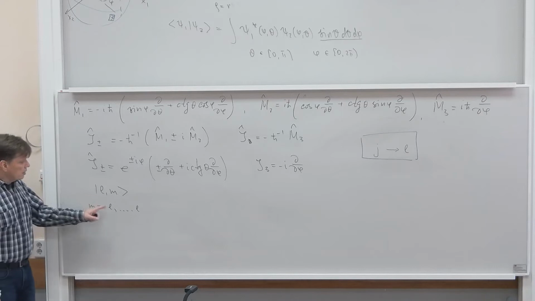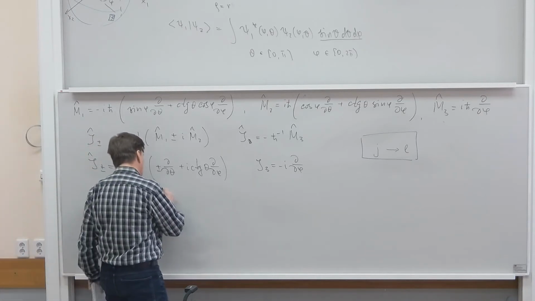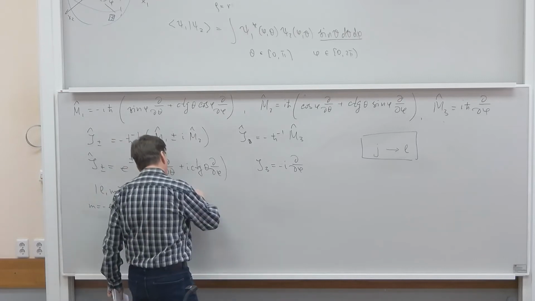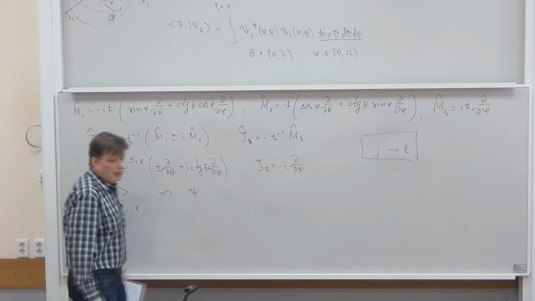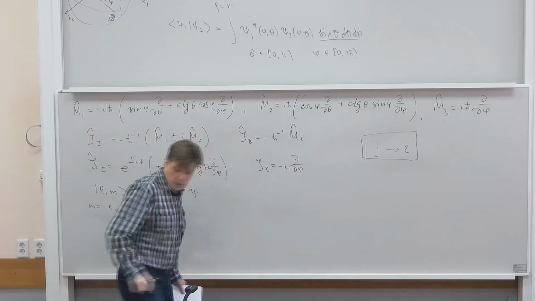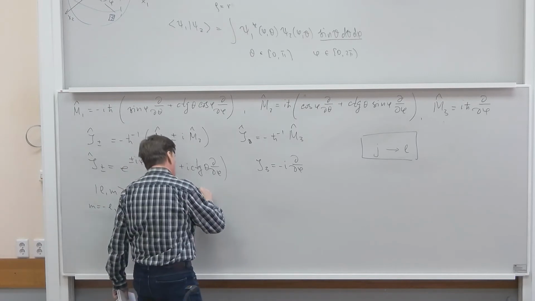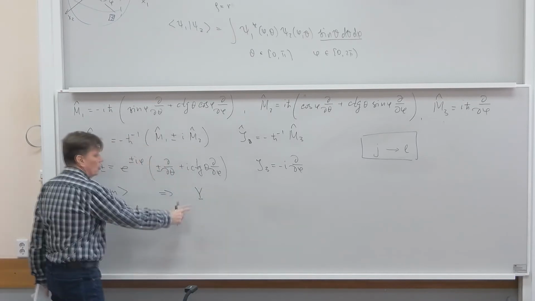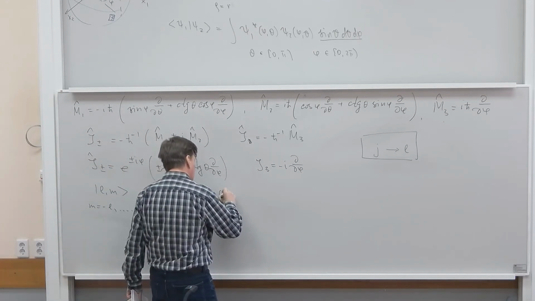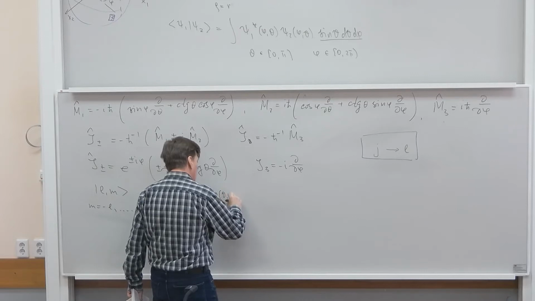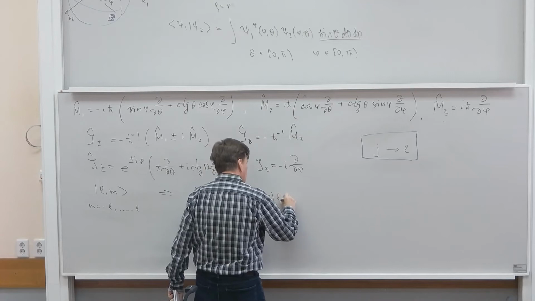And in the coordinate representation, we represent these eigenvectors by the eigenfunctions, and I will denote these eigenfunctions by capital Y_lm of theta and phi.